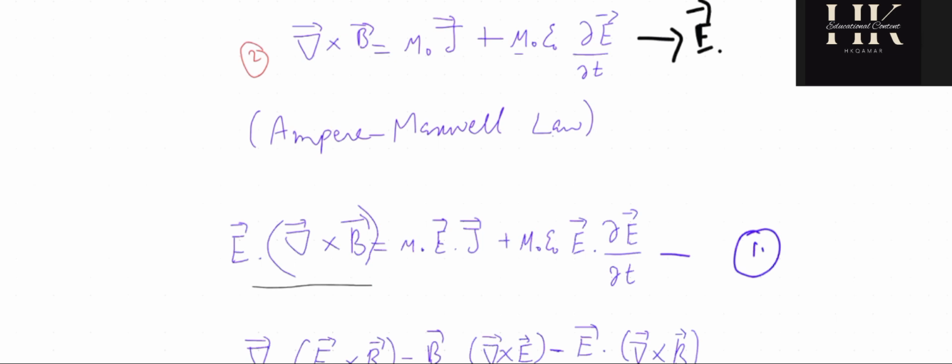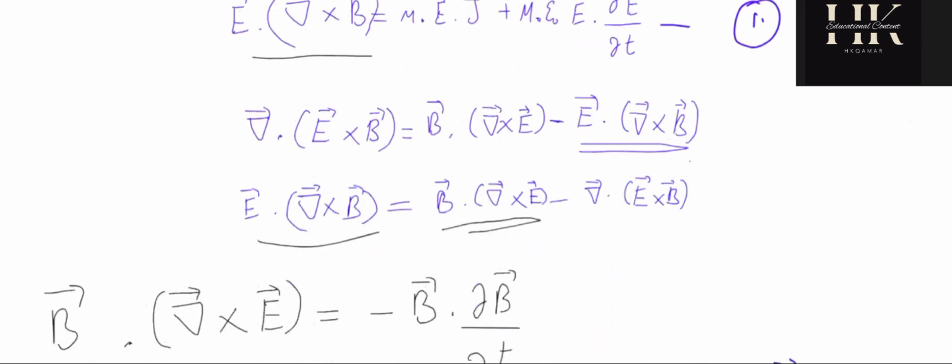Then we used a vector identity, which is given by del dot (E cross B) equals B dot (del cross E) minus E dot (del cross B). After that, we arrange this equation to get the value of E dot (del cross B), because E dot (del cross B) is also equal to this value when we take the dot product of the Ampere-Maxwell law.